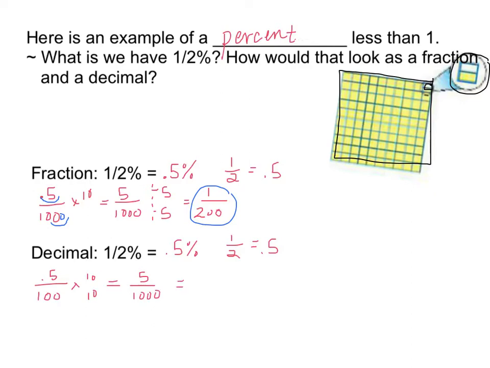Now to convert it to a decimal, it's very simple from here. All I have to do is use my knowledge of the place value and say, okay, that is a 5 in the thousandths place, so I'm going to count and say, here's the tenths, hundredths, thousandths. So there is my 0.5% as a decimal.